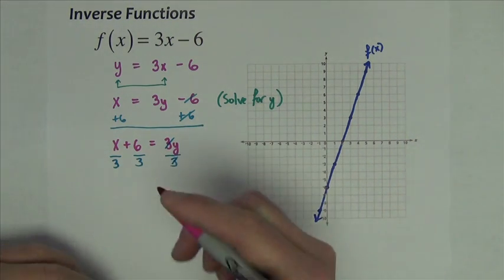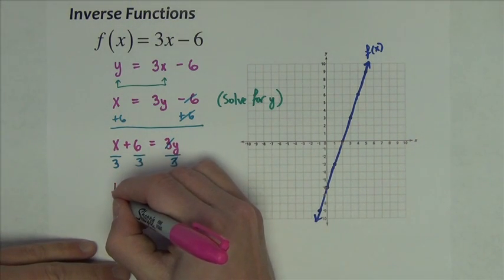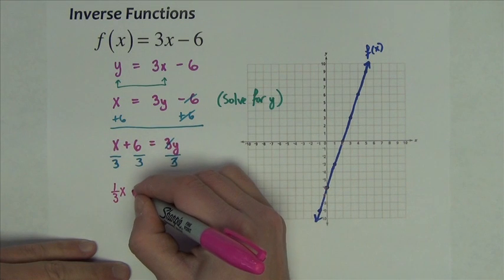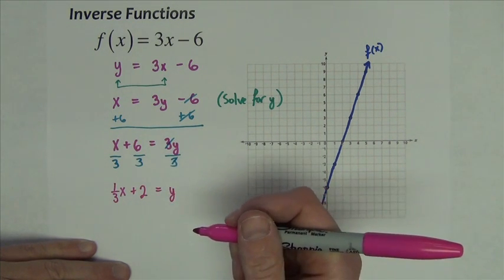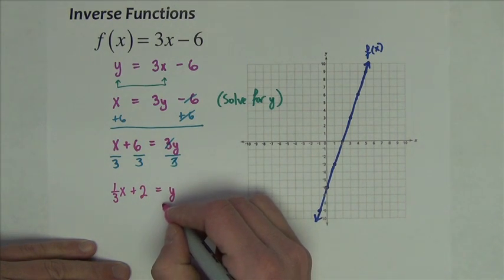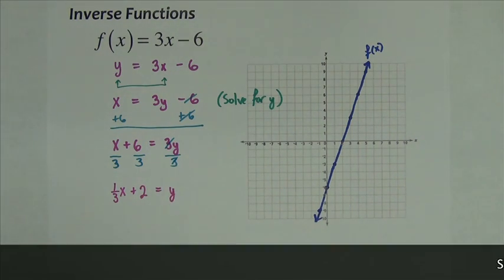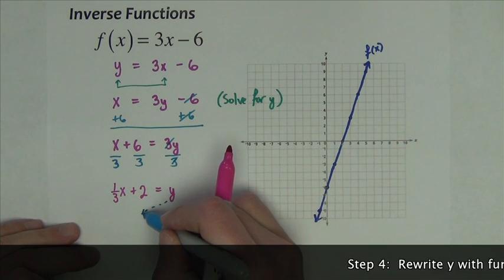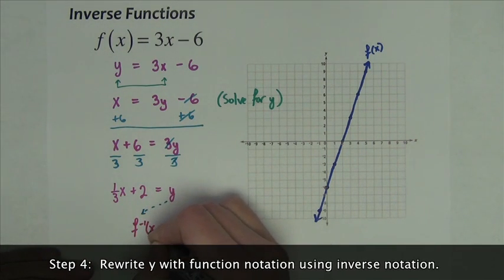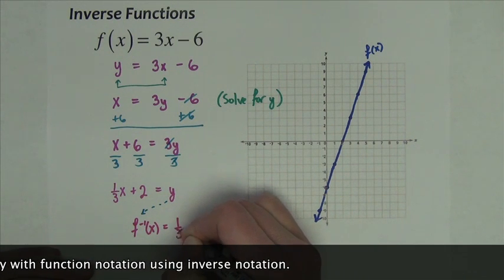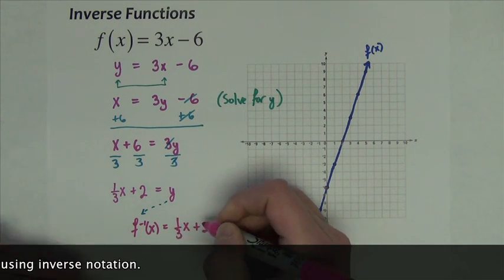Divide off the 3's there. So we get 1/3 x, as we've divided that x by 3, plus 2 equals y. The very last step is we're going to write this y using function notation. I'll write it as f inverse of x equals 1/3 x plus 2.